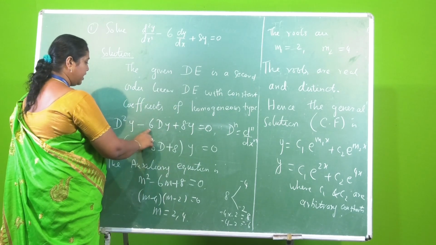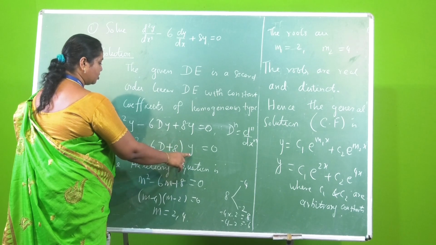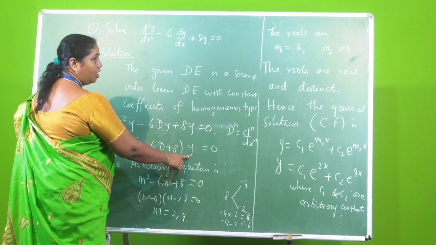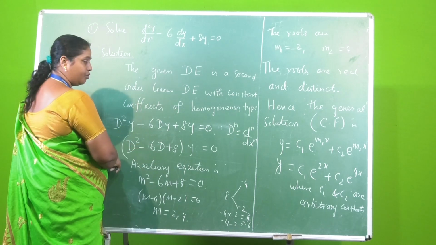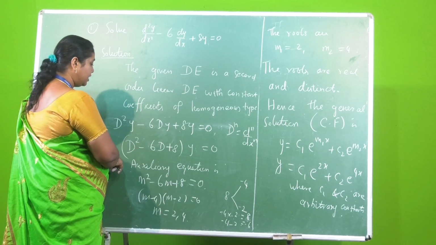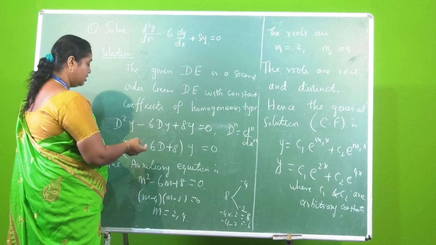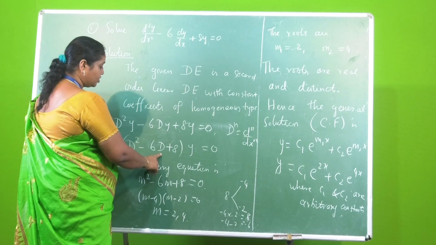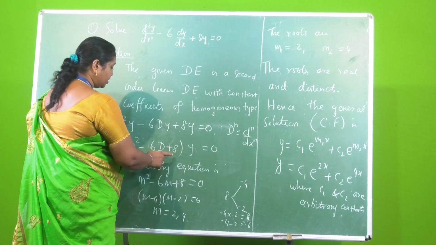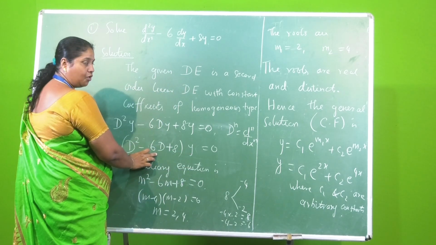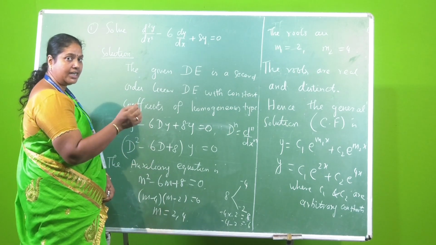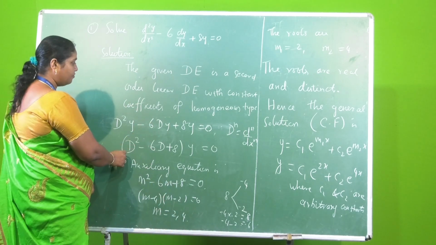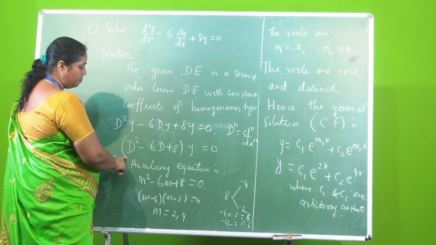Now take y common in all the terms. You should always write this y on the right hand side only, not before D. It doesn't make any sense. So (D square minus 6D plus 8) y equal to 0. The given equation is converted into this form so that you can write the auxiliary equation without any mistake and in an easy manner. That's why we are converting this equation into this form.